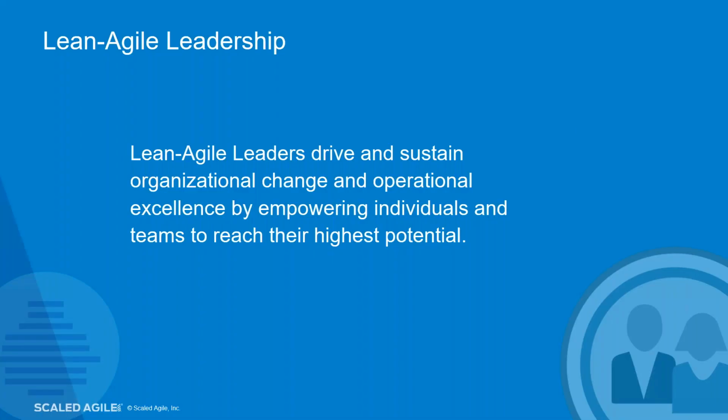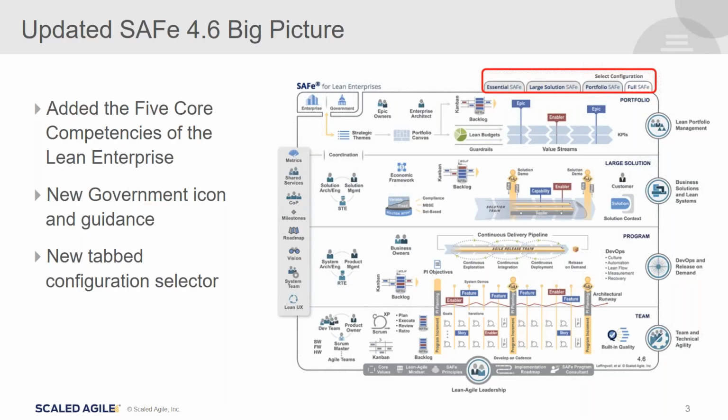So we're going to jump right in. I'm going to start by going through a few of the slides that we presented last month as well. One of the big updates in 4.6, even though I don't think 4.6 was a big change from 4.5, is the ability to align to the 5 core competencies of the lean enterprise. Those are the 5 core competencies that we see on the outside of the SAFe model here.